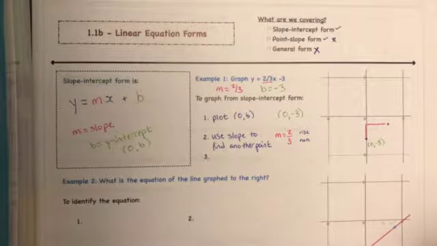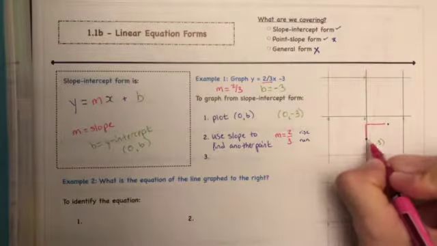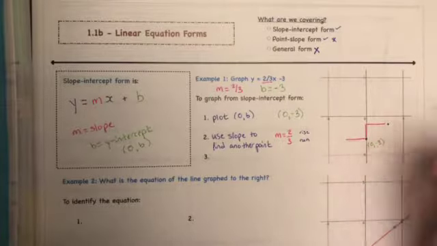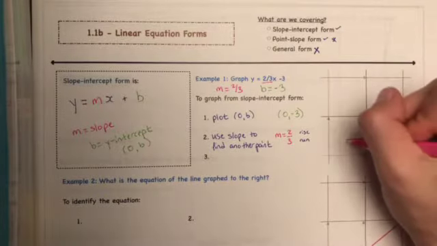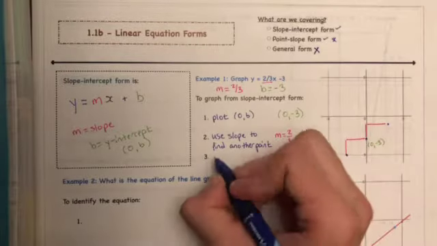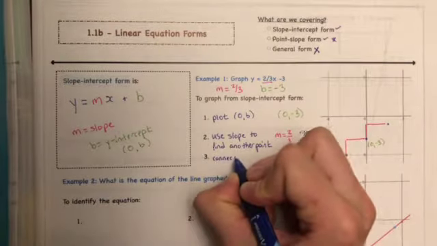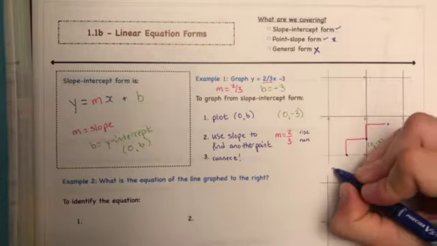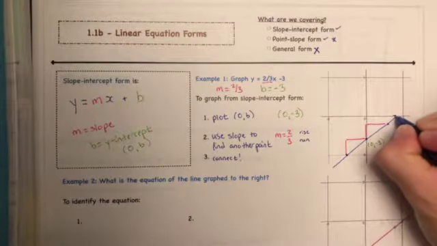This is about the point you can stop, but if you want to, you can find a third point by going backwards. I can go backwards 3 and down 2, and find another point. And my last step is just to connect the points, and so my line looks like this.